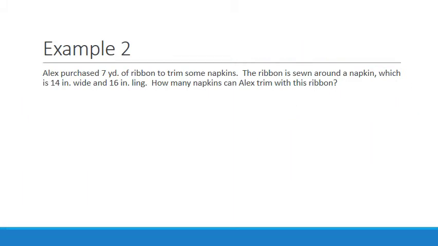All right, example 2. Let's just get into kind of a word problem or situation. Alex purchased 7 feet of ribbon to trim some napkins. So if you're wondering, so here's the napkin. Sorry, I'm kind of choking there. And then we're putting a trim on the napkins. All right, so that's what we're doing with this. The ribbon is sewn around a napkin, which is 14 inches wide and 16 inches long, that's supposed to say. How many napkins can Alex trim with this ribbon?